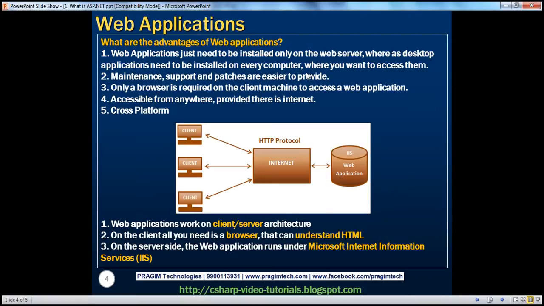If it's a desktop application, typically you fix that bug, and then if you want that bug to be resolved on each and every computer, obviously that patch has to be applied again on all the 50,000 computers. Just imagine how much time and effort that is going to take. Whereas if it's a web application, you just apply that patch on the web server, and all your users who then fire up their browser and point the URL to the application will now have that upgraded or patched application. So maintenance, support, and patches are easier to provide for web applications than for desktop applications.